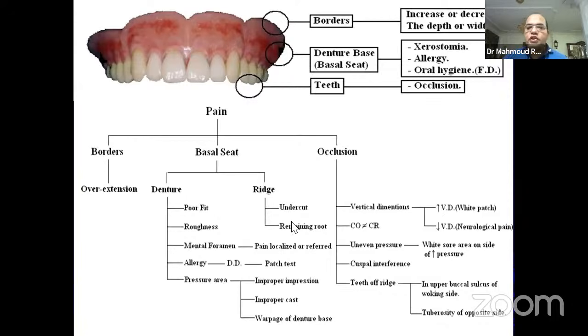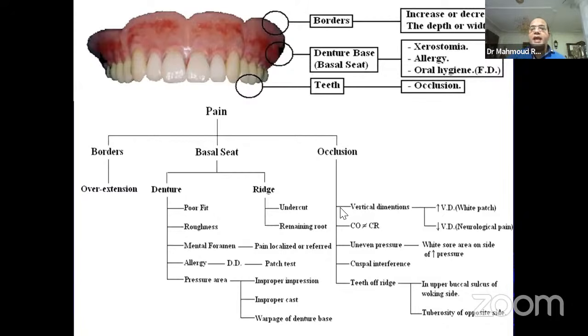From the alveolar ridge, the patient may have an undercut that you may not relieve well in your denture, or you engage the undercut without using a flexible denture-base material or a soft lining material. So it causes trauma during insertion and removal. The patient may also have a remaining root that you can't discover during diagnosis and mouth preparation.